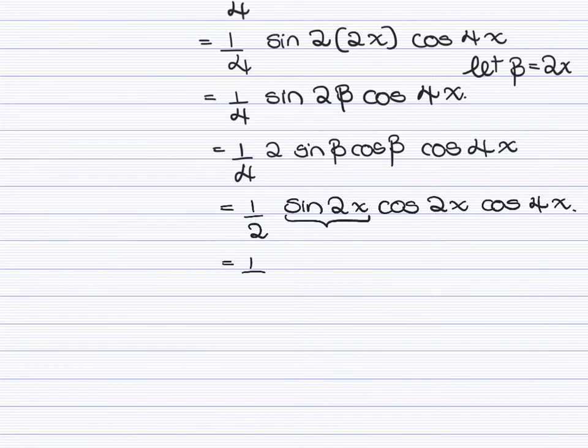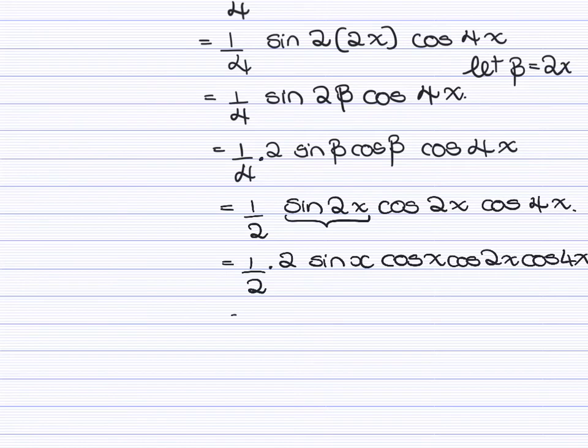Okay. Half 2 sine x cos x. You still have your cos 2x and your cos 4x. Right. What happens here? This simplifies and we're just left with sine x cos x cos 2x cos 4x.